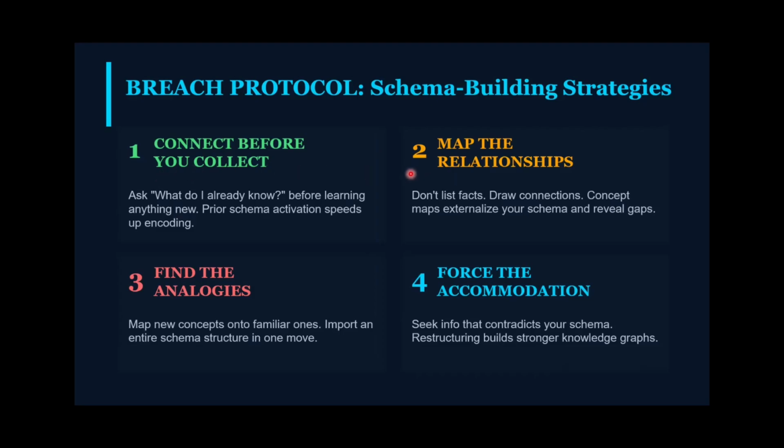Number 2, map the relationships. Okay. Don't list facts. Okay. Draw connections. Right? Concept maps externalize your schema and reveal gaps. So again, you want to think about, how do you connect the dots here? It's not just these loose, isolated facts. How do they relate to one another?